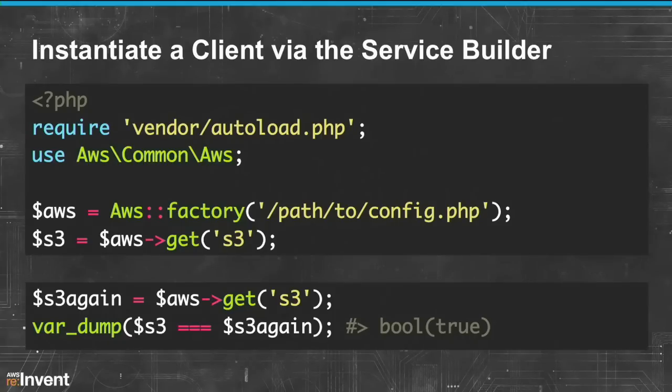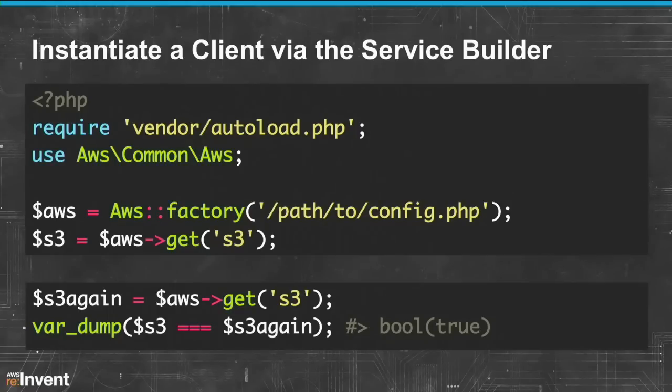Once you have the service builder object, you'll use the get method like you see on the screen. We have AWS get S3, or whatever the name of the service you're getting. That will return you the client object with the configuration settings applied. One of the very cool things about the service builder is that if you do that same thing again, AWS get S3, it will return exactly the same instance as the first time you did it. That's good because you can reuse the same client instance in various places of your code if you have a handle on the service builder object.